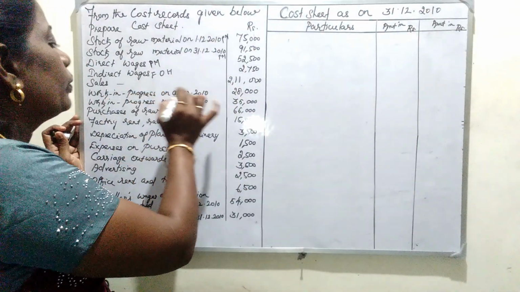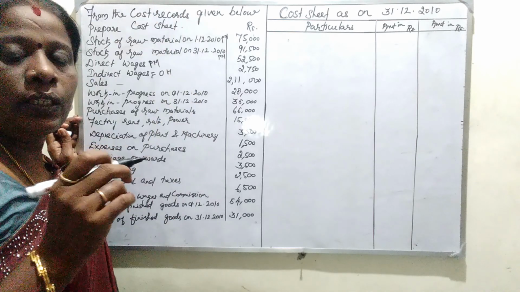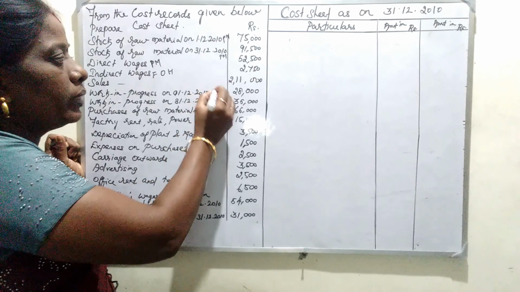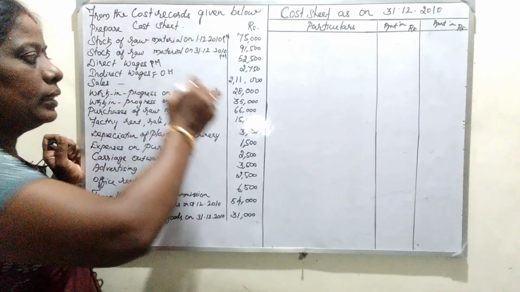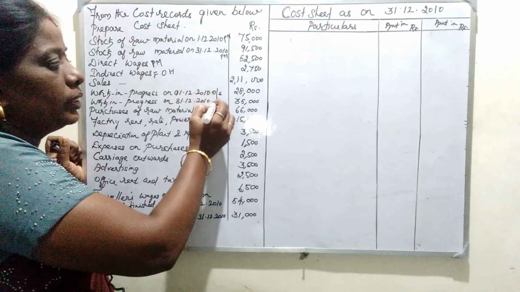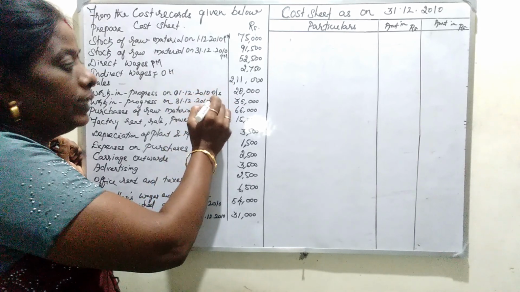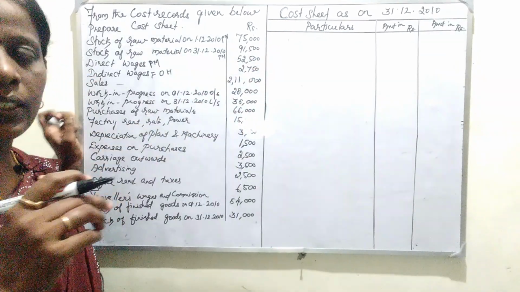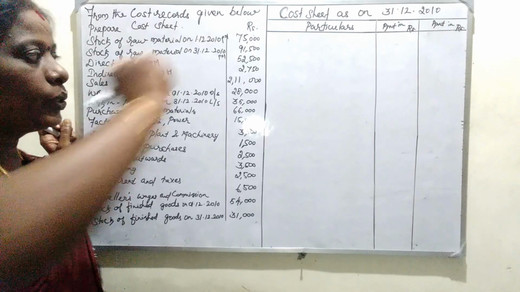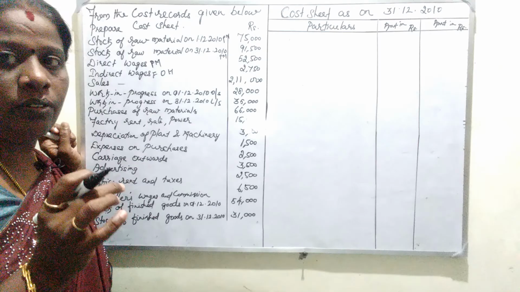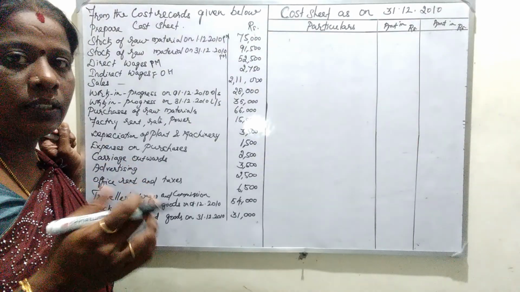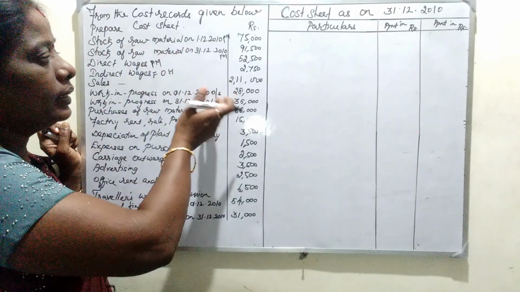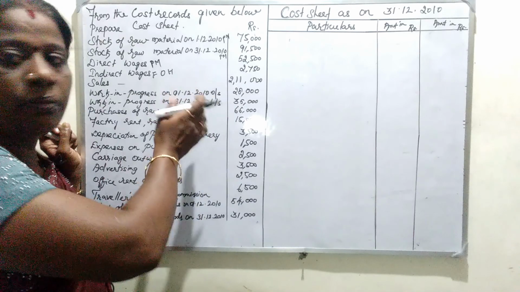And next one, work in progress on 1/12/2010. This is also stock. It is semi-finished goods, so semi-finished goods opening stock. The opening stock has to be added and the closing stock has to be deducted. At what place should it be mentioned? The work in progress, otherwise semi-finished: after finding the gross factory cost, adding all the expenses under the factory overhead, then we have to adjust the opening and closing of the semi-finished goods.